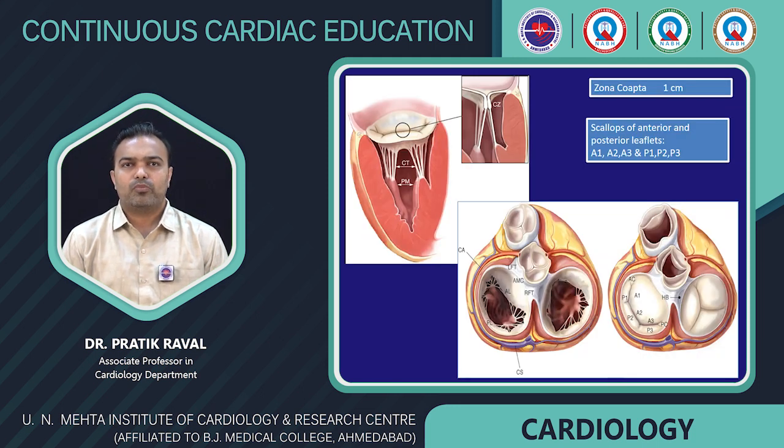When viewed from the LA side, the mitral valve surface has two zones, one smooth zone and another rough zone. The smooth zone corresponds to the LA aspect of the mitral leaflets and the rough zone corresponds to the coaptation zone. The length of the coaptation zone in a normal mitral valve is around 8 to 10 millimeters. Further, both the AMVL and PMVL are divided into 3 scallops each, A1 and P1 being the lateral-most scallops and A3 and P3 being the medial-most.